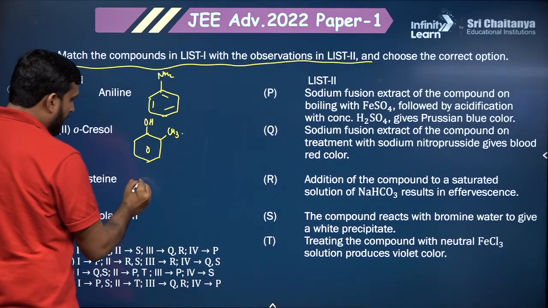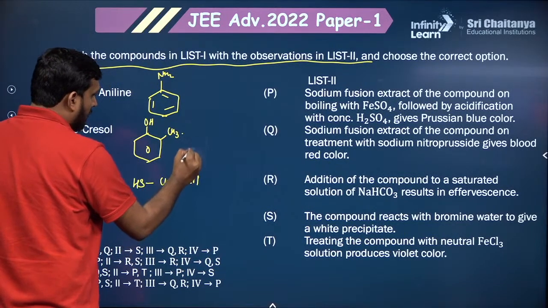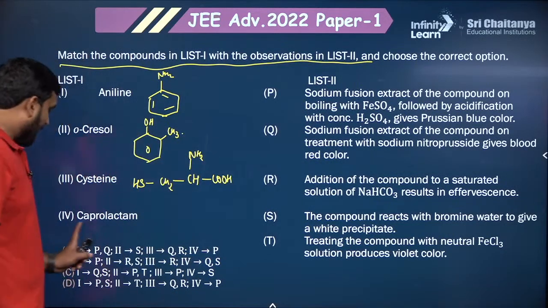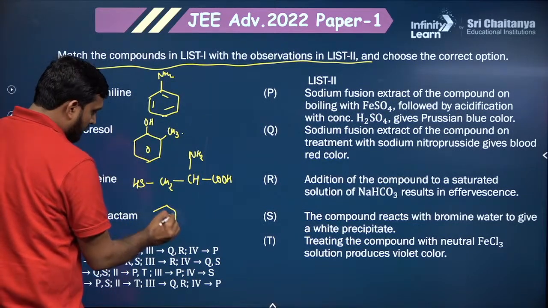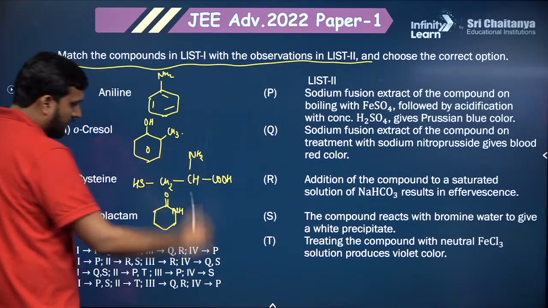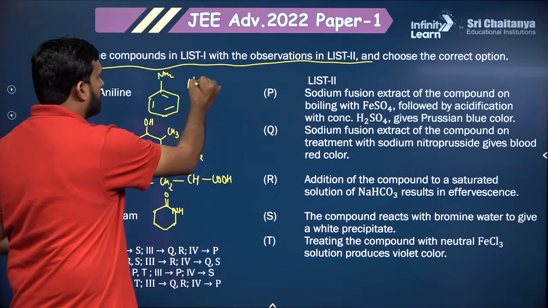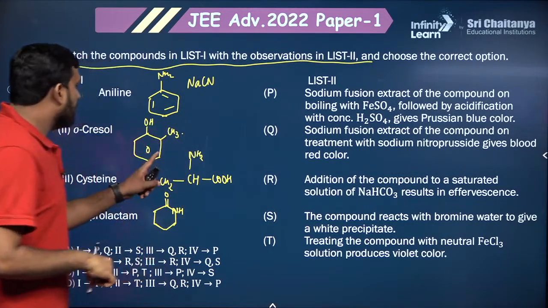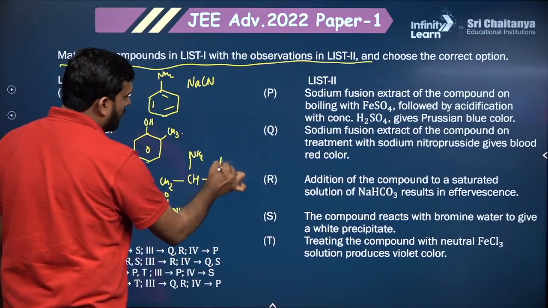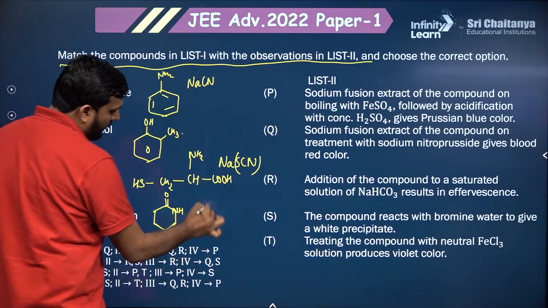CH3. Then cysteine: SH, CH2, CH, NH2 and COOH is present, and caprolactam is something like this. There will be N-H, C double bond O and then a 6-member ring. Okay, something like that. Now it contains carbon and nitrogen, so in the sodium extract it will be giving NaCN. Okay, here it is phenol, it will not be giving any major test. Here in the sodium extract it will be forming NaSCN. Okay, and here it will again go for NaCN.